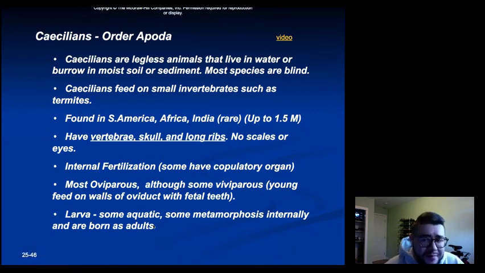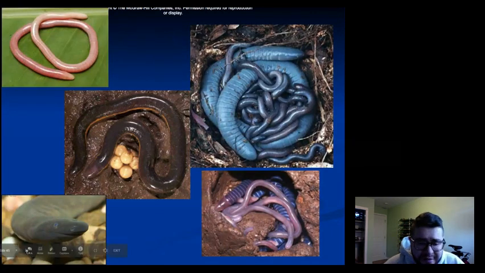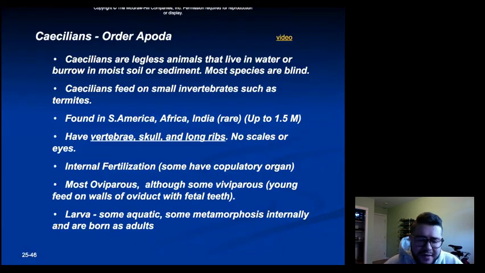They are legless animals. They live either in water or in more moist soils. Most species are blind. They feed on small invertebrates such as termites and insects. They are found in South America, Africa, and India, and they can grow up to 1.5 meters in length as full-grown adults. They have a vertebrate skull, long ribs, just like most other amphibians. There's no scale, and the eyes, even though we see the little slits here, most have become remnants. So they're not used anymore.